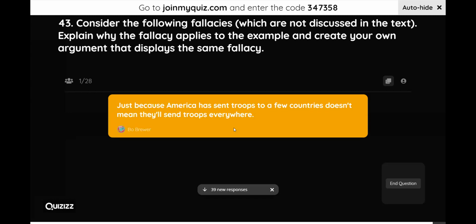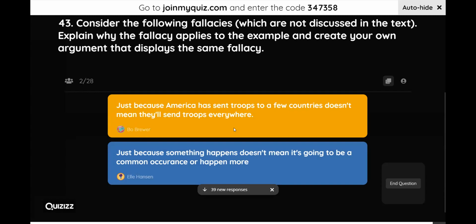Yeah, just because they sent troops to a few countries doesn't mean that they're going to send troops everywhere, right? We could absolutely send troops to 3 countries and no more. Not that we ever do that, but it is something that is possible in reality, right? Probably not very probable with the people we put in charge, but it is possible in reality.